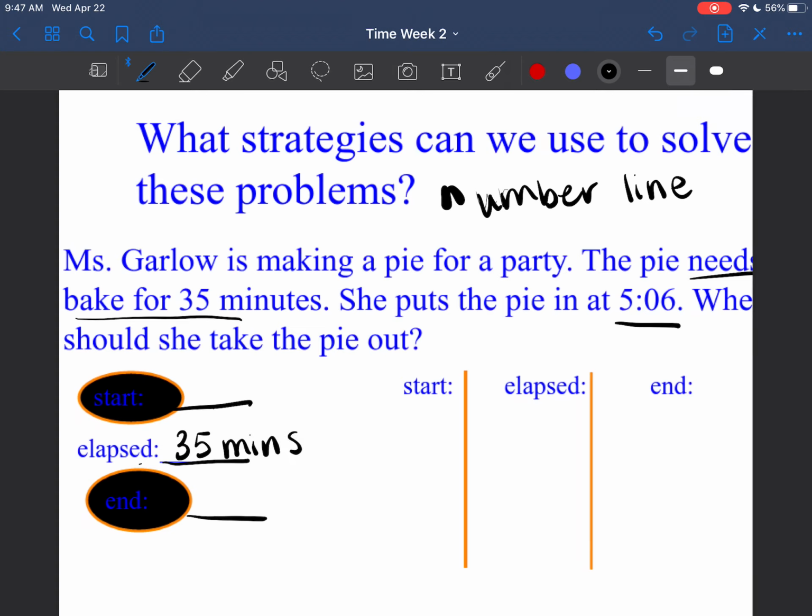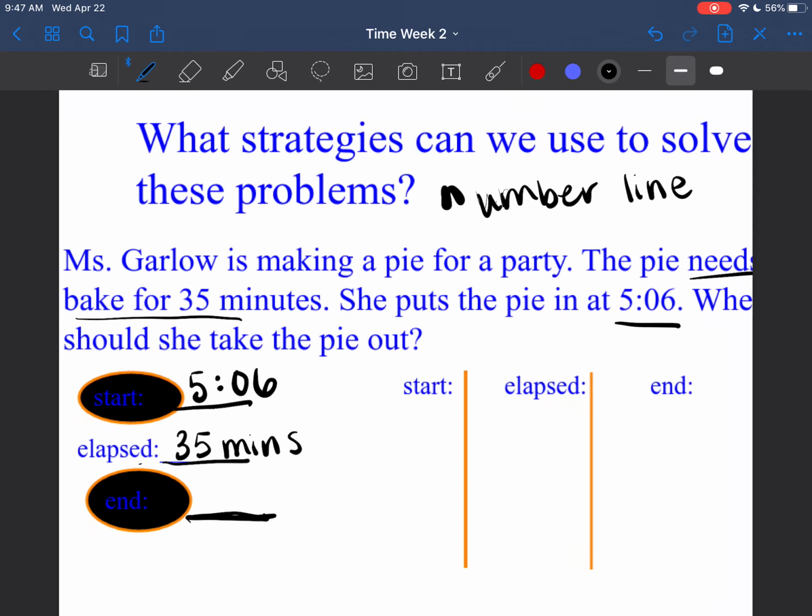She puts the pie in at 5:06. So what time does she actually put the pie into the stove? 5:06. So that is my start time. The pie goes in the stove at 5:06. It needs to bake for 35 minutes. When should she take her pie out? Well, we're looking for that end time. What time will it need to be when she takes the pie out?